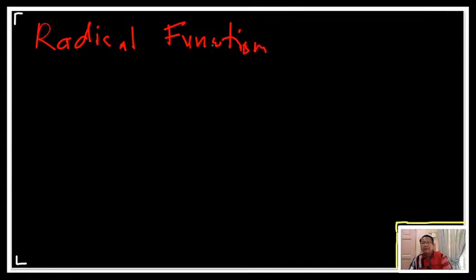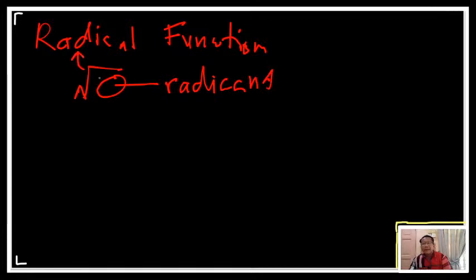Next, the domain for a radical function. What is a radical? A radical is a function that involves a square root symbol. This one is a square root, but it's a radical. You can also have cube root, fourth root, fifth root. Everything is called a radical. The one inside is called the radicand. This one is the radical symbol. Inside the radical symbol, you have the radicand.